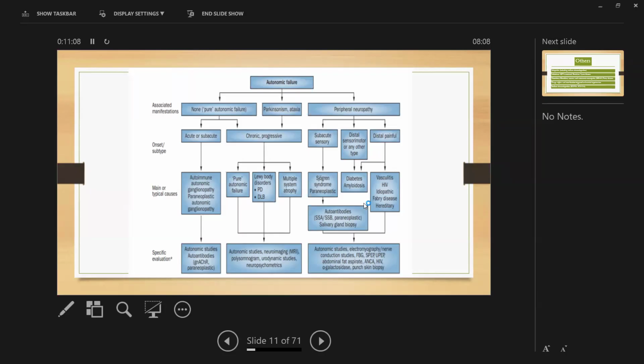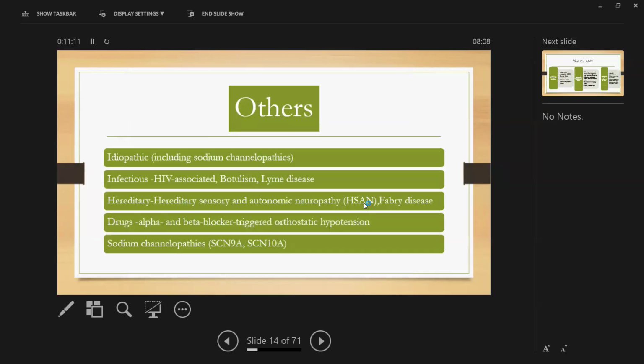Other causes: the main thing we have to consider when a patient comes with autonomic disturbances is to think of common things, like whether they are on any drugs, such as alpha and beta blockers. There are common causes leading to orthostatic hypotension, and infections we also have to think about. Lastly, think of hereditary causes like hereditary sensory motor autonomic neuropathy, Fabry disease, and sometimes it can be idiopathic, and it can occur in sodium channelopathies like SCN9A and SCN10A channelopathies.